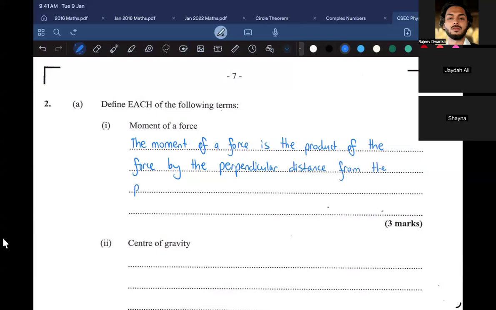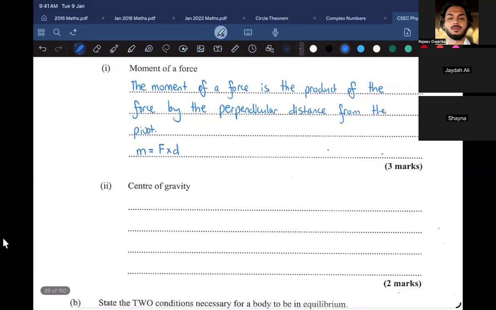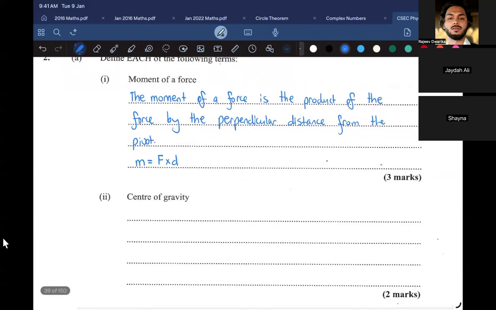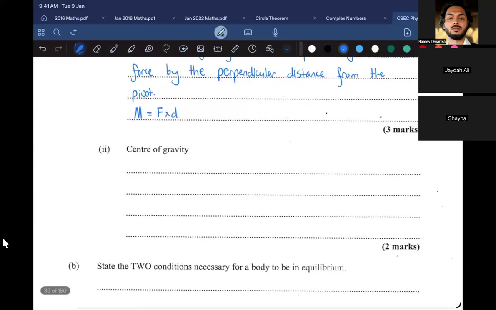Jada, do you remember me saying that the formula for M was equal to F by D? Yes. Okay, good. And you're sure you know that. Just confirm with me. Jada, you sure you're good to move on? Yes. Okay. Shina, you good, right? Yes, sir. Right. This should be a capital M. Nice. Now, center of gravity.